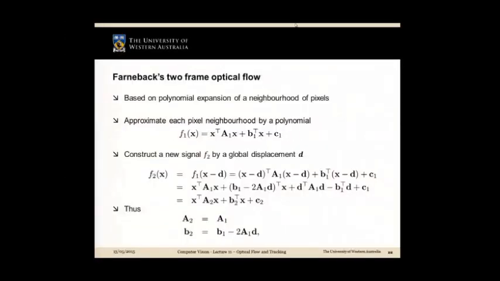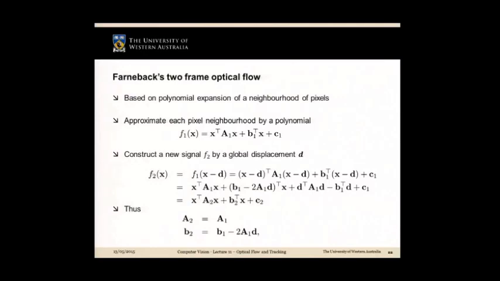Now, Farneback's two-frame optical flow is based on polynomial expansion of a neighborhood of pixels. Again, it considers multiple pixels, so it considers a neighborhood of a pixel, and each pixel is approximated by a polynomial of this type, which is given by f1 of x. What is the order of this polynomial? Two, because it's ax squared plus bx plus c, right?